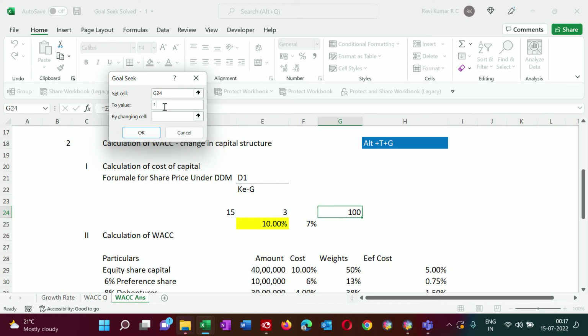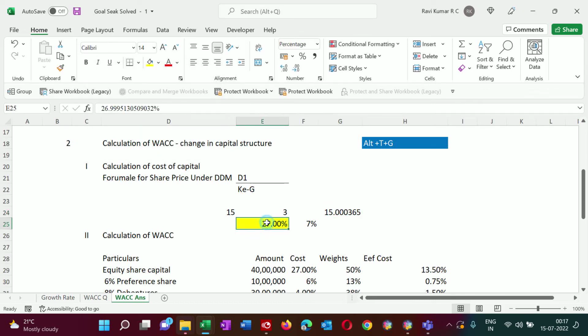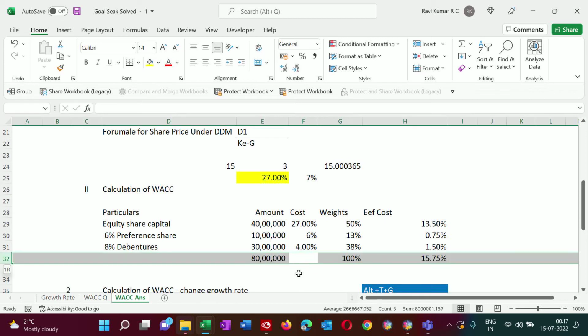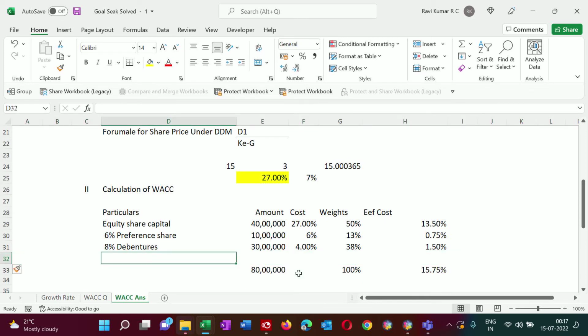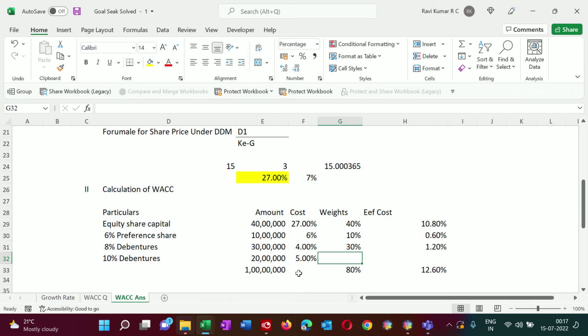And to which value, what I wanted is 15, by changing this, that is Ke. Now the Ke is 27%. So let's take the Ke as 27%, right? And this remains 6%, this remains 4%. And I'm adding one more line item, that is debenture 10% at 20 lakh. So therefore my total becomes 1 crore and the cost is 10% multiplied by 50%, that is 5%.